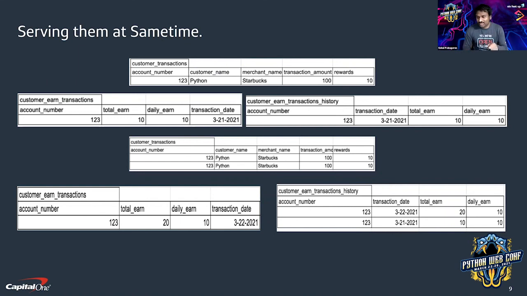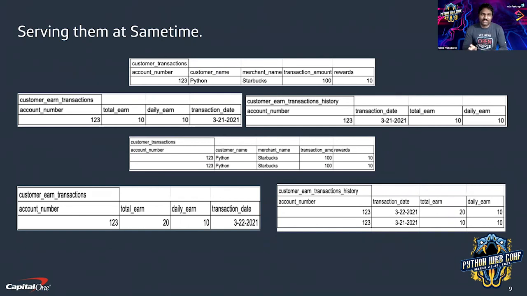But if you see their history, when we process their second transaction, what we are doing is we are keeping track of their history, right? So now if you see from the bottom up, you will see they spent $100 and they got $10 on that day. That was their total and daily at that point. And the next transaction has made it to 20 as their total earn. And that day they again got $10. But now we have history of their information with a time frame based query.